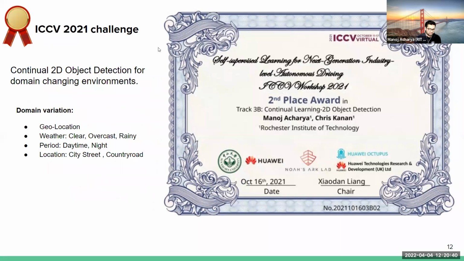So beyond the benchmark tests, we applied this model, and we won second place in an ICCV 2021 challenge that was recently held, where the goal was to perform continual 2D object detection for domain changing environments, right? For example, let's say we are taking a self-driving car out on the street, then weather could change, or the time of day when you're driving. If you are training your system during daytime, what happens if all of a sudden you drive during night? How do you handle such changes, right? That was the goal behind this challenge.